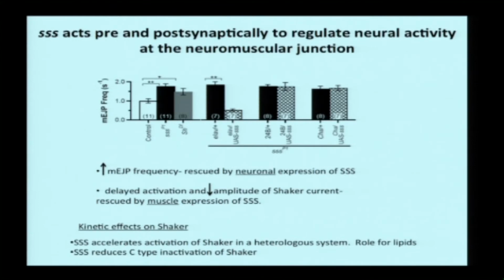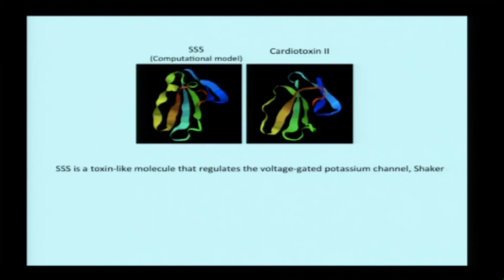So what was interesting was when we modeled the sleepless structure, what we found was that it looked very much like toxins, snake toxins. Shown here is a comparison with cardiotoxin. So the particular type of toxin that sleepless is, it's called a Ly6 domain containing toxin. And Ly6 domains are these three finger-like repeats that are formed through cysteine residues.